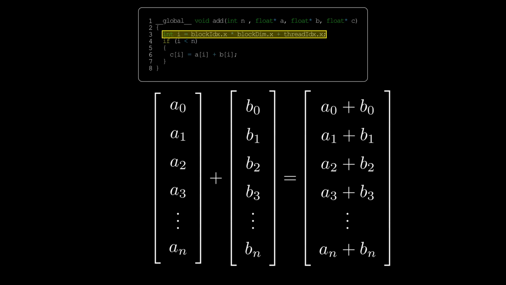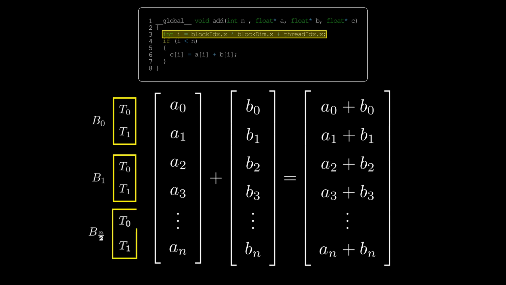When we launch our kernel, we need to specify how many blocks we will launch and how many threads each block will contain. For example, when you launch n divided by 2 blocks, each containing 2 threads, here is how the structure of our blocks will look. Each thread runs its own version of the code with the appropriate block index and thread index. Block dimensions are shared between the threads.